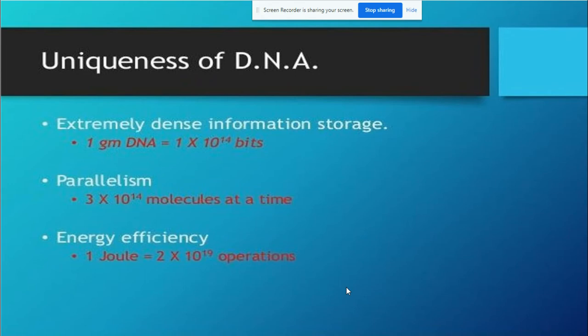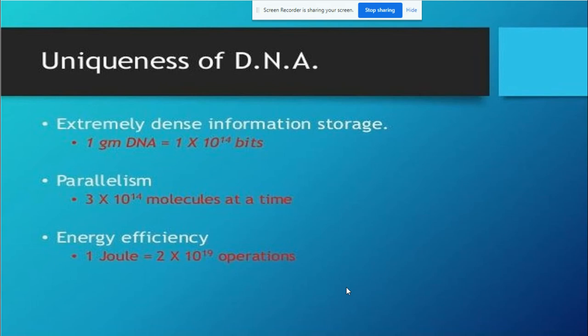Uniqueness of a DNA. The uniqueness of a DNA is extremely dense information storage. As we know, DNA is unique for each and every living organism, and it stores a huge mass amount of data, and it is very small, very tiny. You can say a DNA is like a sugar cube that holds a mass amount of data, and it's very cheap.